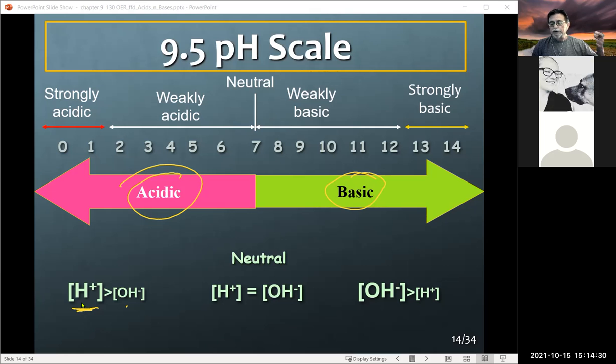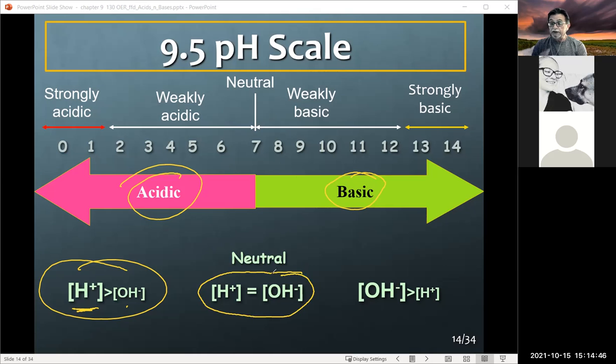Now, when the concentration of the proton is greater than the concentration of the hydroxide, in this scenario, you're acidic. When the concentrations are both the same or equal, they basically neutralize each other, you're neutral, or 7, neutral conditions. And then if your concentration of hydroxide gets greater than the proton, then you're in the basic range. Basic range.